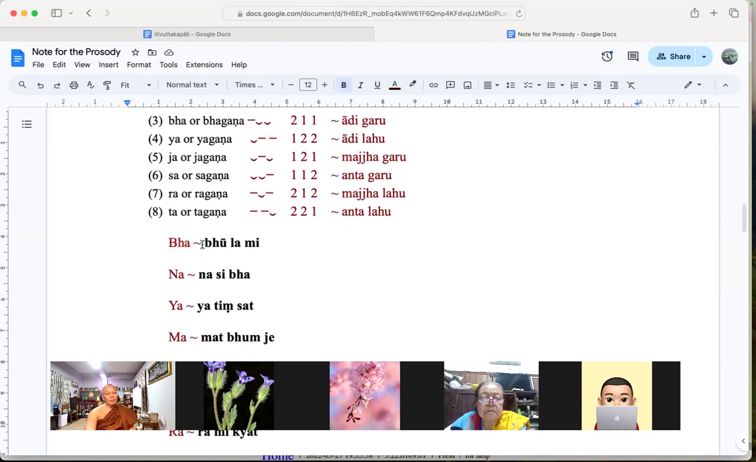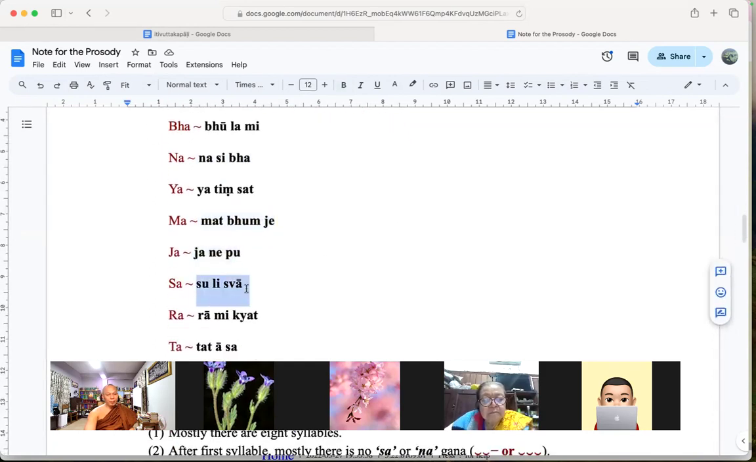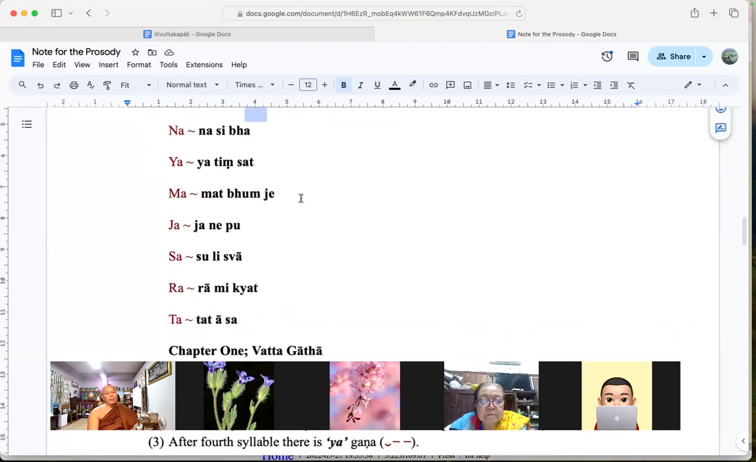That is why we try to remember in this way: Bu La Mi, Na Si Ba, Ya De Set, Mat Bon Ji, Ja Ne Bu, Su Li Swa, Ra Mi Jet, and Ta Asa. At that time, this one is easy to remember. Bulami, Nasiba, Yadesat, Matbonji, Janebu, Suliswa, Ramijet, Taasa. After that, to know the mark, Bu is Guru 2, La is Lahu 1, Mi is Lahu 1. So the sign for Bha Gana is 2, 1, 1. In this way, we can consider.